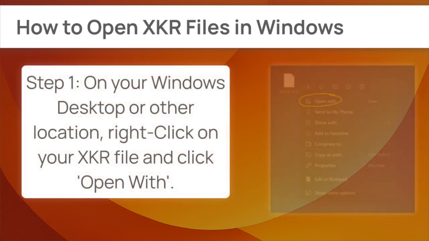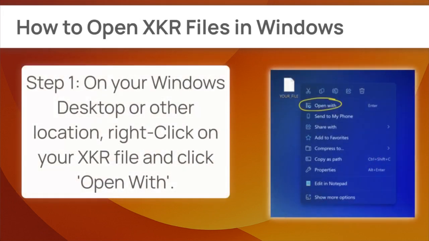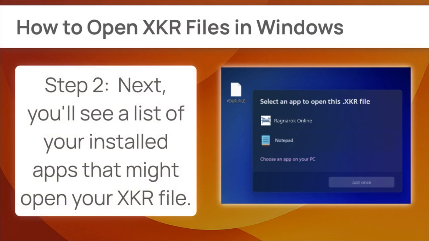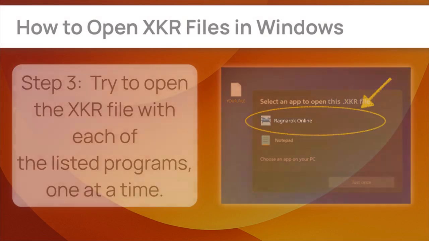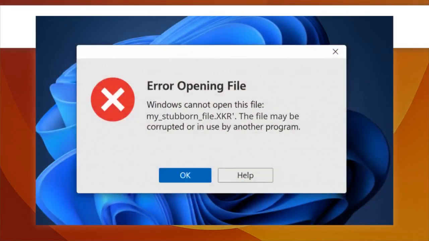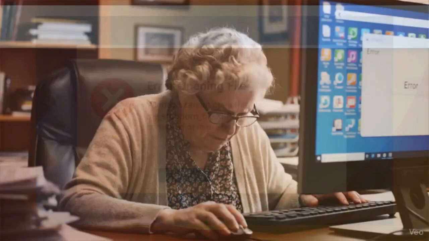Let's utilize the list of installed programs to find the match. Right-click your XKR file, then click Open With. Test Ragnarok Online if you see it. If it fails, select the next program in sequence. Methodical testing is best. If the XKR file still will not open, there is no need to stress. You've earned a definitive answer.